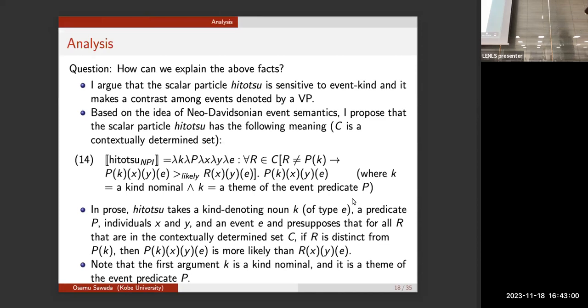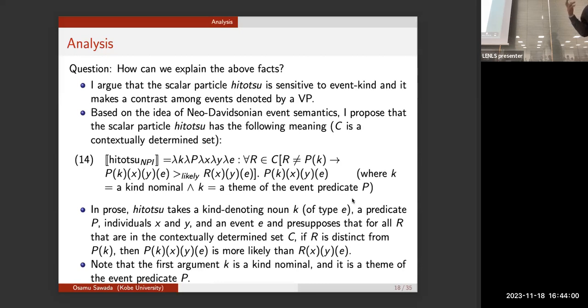So, how can we analyze this? It seems correct to say that the scalar particle hitotsu is sensitive to event kind, and it makes a contrast among events denoted by a VP. So it's not a sentential operator. And based on that, for the semantics, I'd like to propose a notation like 14. So here, the scalar particle hitotsu takes a kind K, a kind-denoting noun, a predicate P, and two individuals. Here I'm assuming a transitive sentence, and an event, and presuppose that for all R that are in the contextually determining set C, if R is distinct from PK, then PK(X, Y, E) is more likely than R(X, Y, E).